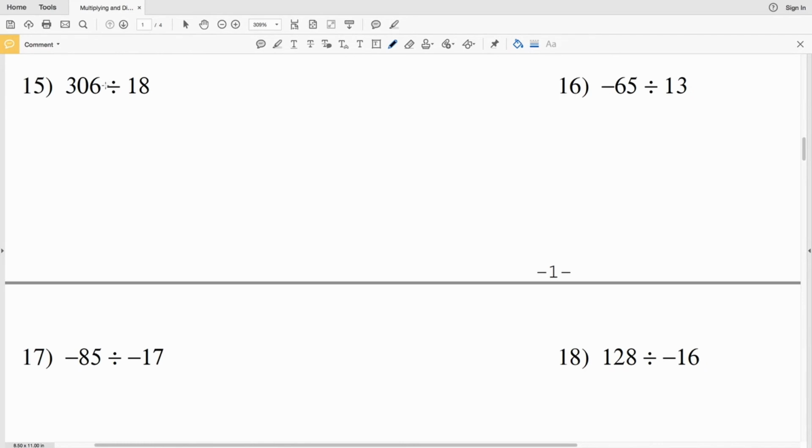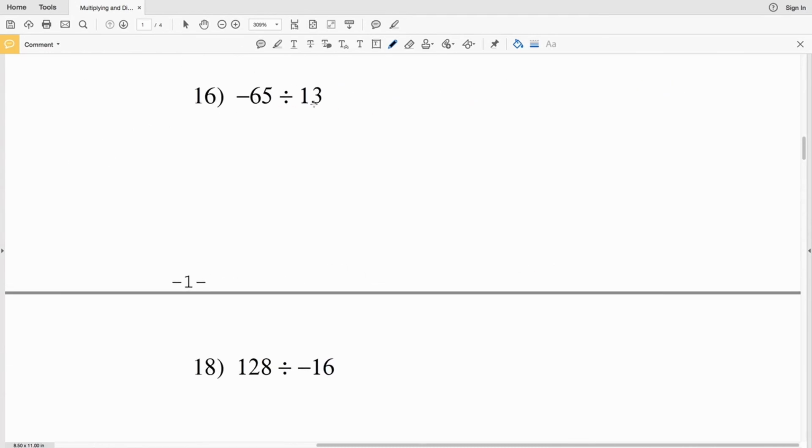Number 15, we have a positive divided by a positive. Let's go ahead and do long division. 18 does not go into 3, but 18 goes into 30 one time. Then we're going to subtract 18 from that 30 to get 12. Now we simply bring down this 6. 18 fits into 126. So the answer for number 15, 308 divided by 18, is a positive 17.